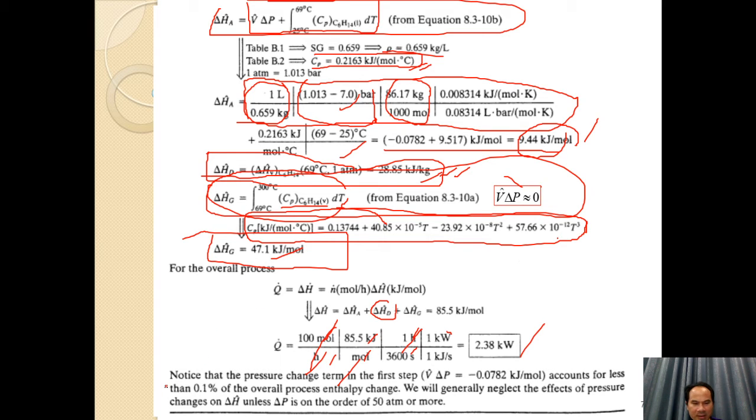But for this case, there is some comment because the pressure change in the first step is approximately 0.072 kilojoule, but it's a very, very small value. For this case, I assume, right, you can cancel this, but it's a very, very small value. But don't worry about that. Include or not include.